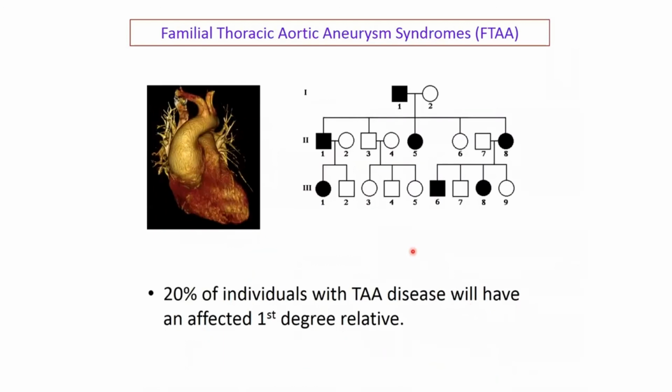Familial aneurysm syndromes or non-syndromic heritable thoracic disease is a common cause for aortic aneurysms. In fact, we recognize that 20% of individuals who have a thoracic aortic aneurysm disease will have another affected first-degree relative when one does careful screening. And this is without syndromic features.